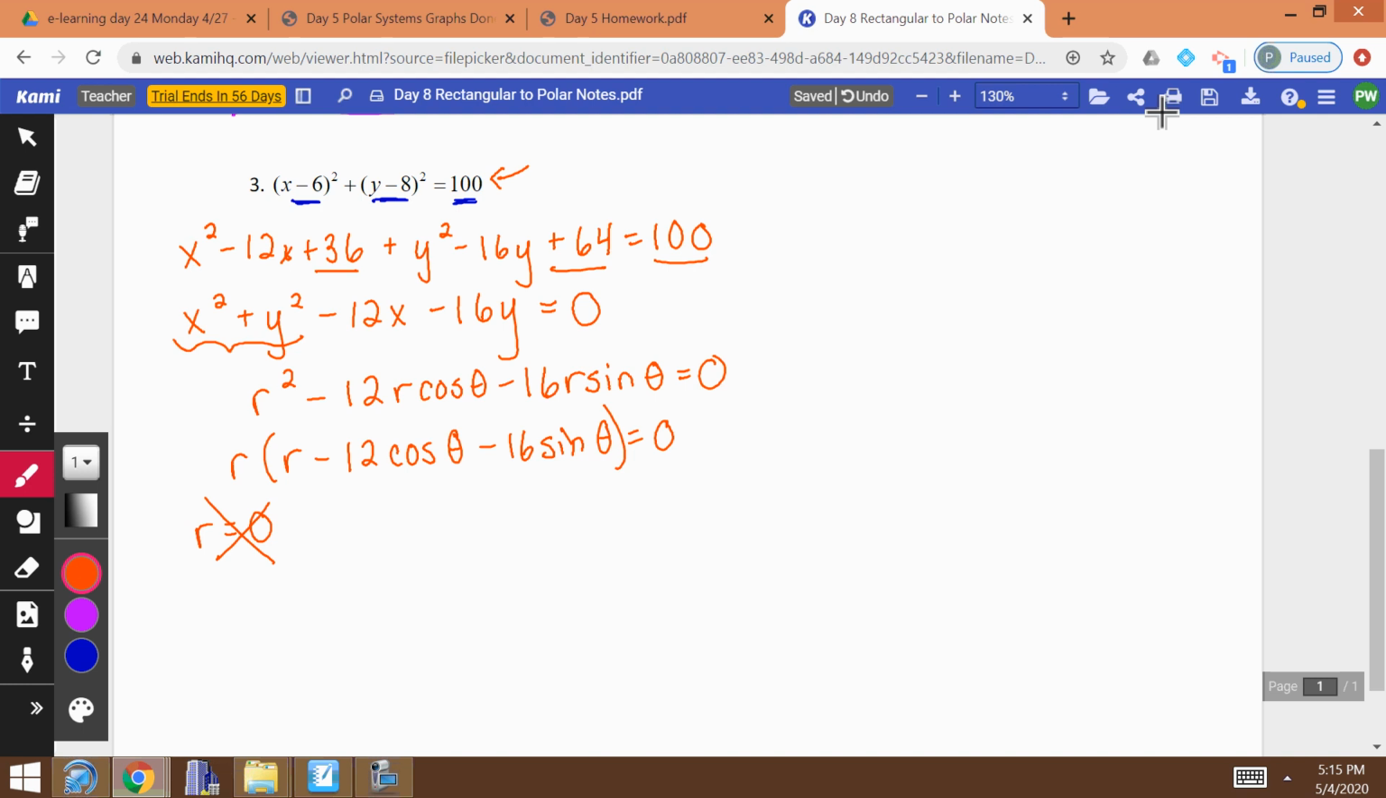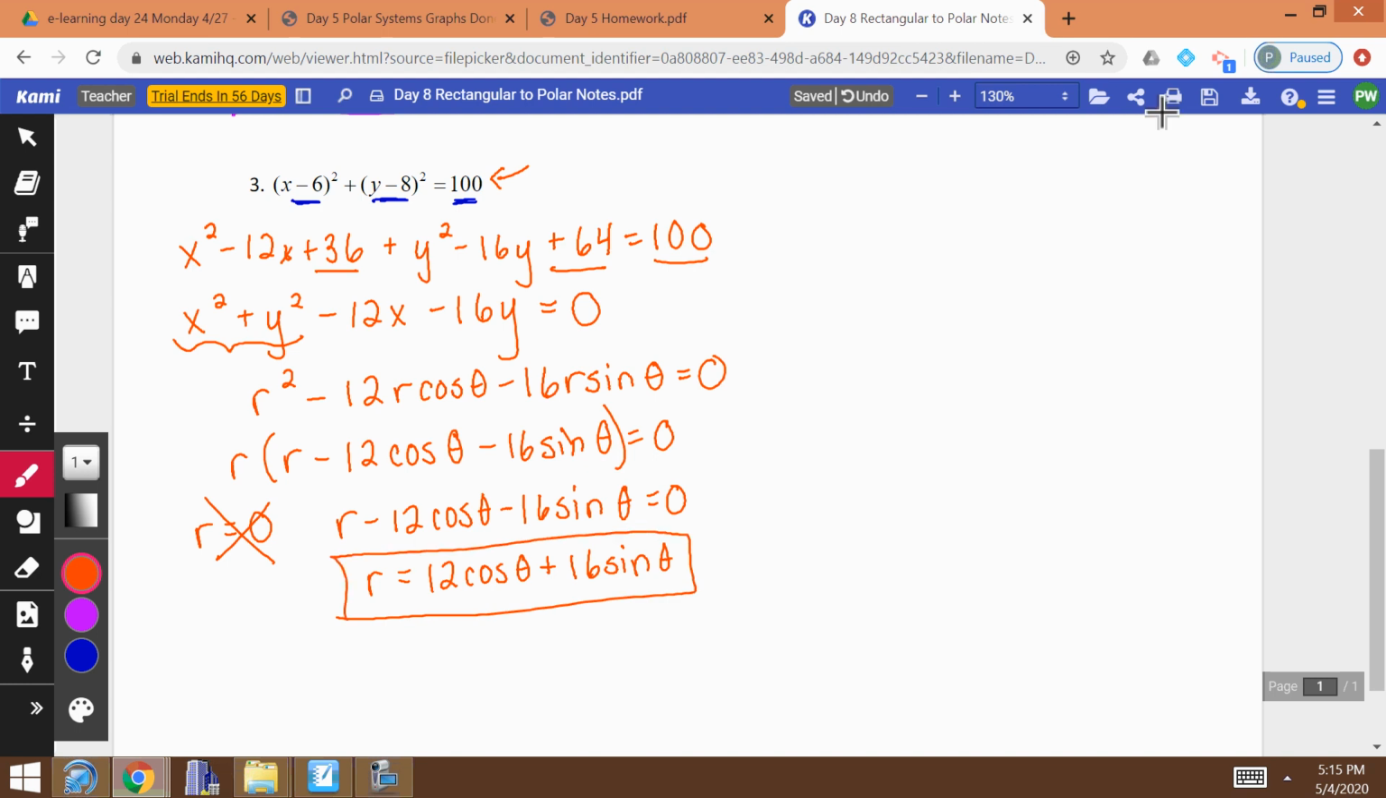So that means I have r minus 12 cosine theta minus 16 sine theta is equal to 0. And from here, we just want to get the r by itself, so r equals positive 12 cosine of theta plus 16 sine theta. And that is it. That is our polar equation.